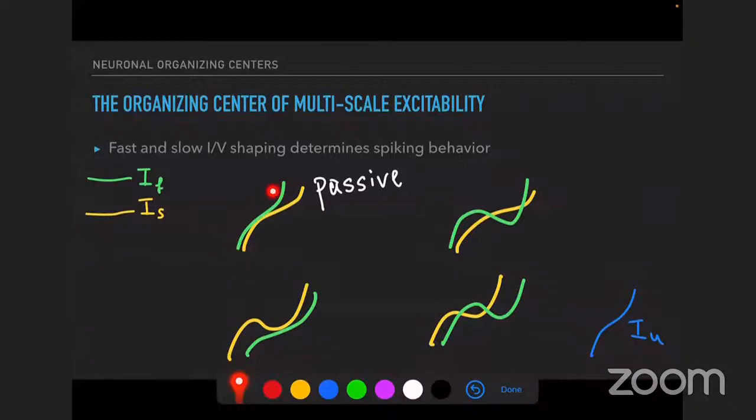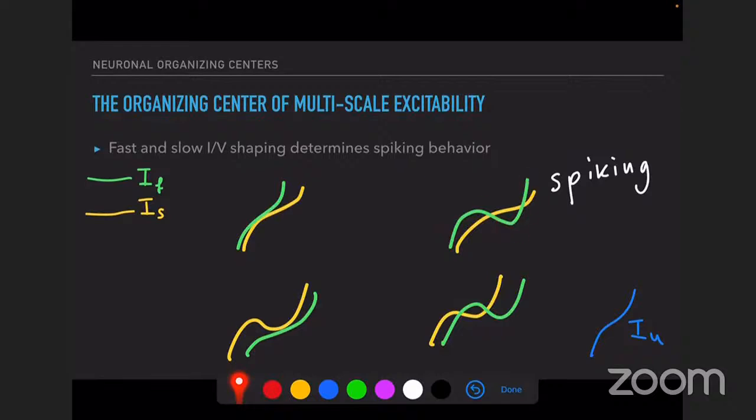Why? Because when both fast and slow behavior are monotone, then you have neither fast nor slow negative conductance, and this corresponds to a passive response from the neuron. Then when the fast IV curve is cubic, you have this region of fast negative conductance that corresponds to the fast positive feedback, whereas the slow IV curve is still monotone, and this corresponds to tonic spiking. Then you have the opposite configuration in which the fast IV curve is monotone increasing, so no fast positive feedback, but you have a region of slow negative conductance, and this corresponds to slow oscillatory potential. And then when both IV curves are cubic, when you have both a fast and a slow region of negative conductance, the interaction between these two positive feedback loops leads to bursting.